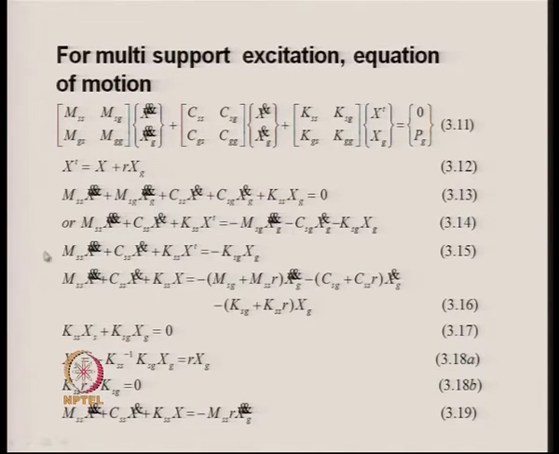Now, if I keep all the total displacement terms on the left hand side, that is associated with the non-support degrees of freedom, then the left hand side of the equation becomes M_SS x double dot T plus C_SS x dot T plus K_SS x_T, which is equal to minus M_SG into x double dot G, minus C_SG into x dot G, and minus K_SG into x_G.